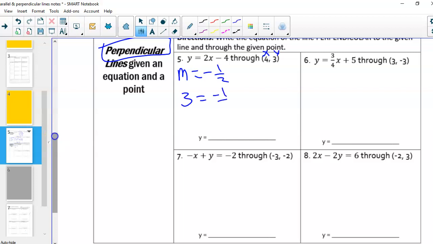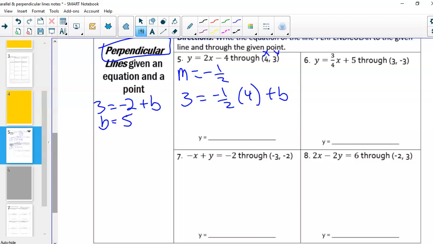So 3 equals negative 1/2 times 4 plus b. We need to solve for b. Just like with our parallel lines, once we have that slope, we're not using that y-intercept, we're not touching that equation, we just needed this slope to find our new slope. Negative 1/2 times 4 is what? -2. So if we're adding 2 to both sides, what's b? 5.